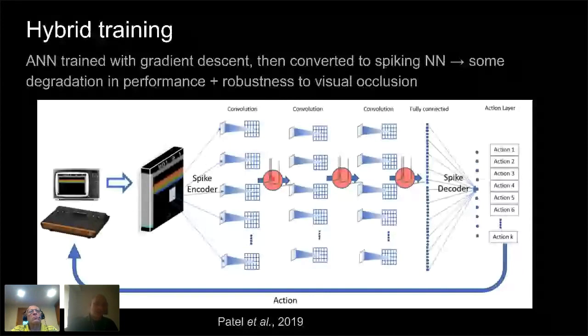And they had this algorithm for converting the weights so that they would be appropriately scaled. But then the outcome was that there was some degradation in performance, but there were also some benefits in terms of robustness to visual occlusion in the game scenes that are presented to the model. So this is a kind of hybrid approach.